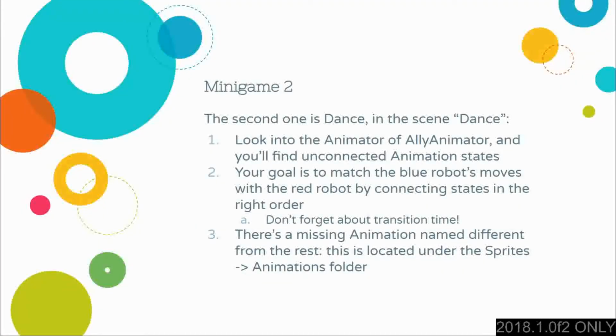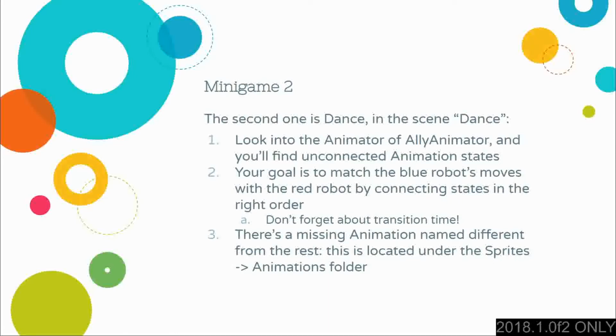Alright. Since this tutorial is going to take up a bit longer, I'm just going to quickly speed it up. The second one is called Dance. You look into the animator of the ally animator like before, and you'll find unconnected animation states. Your goal is to match the blue robot's moves with the red robot by connecting states in the right order. And also, the transition time is pretty important, although that won't be checked, it will still let you better match the red robot's movements.